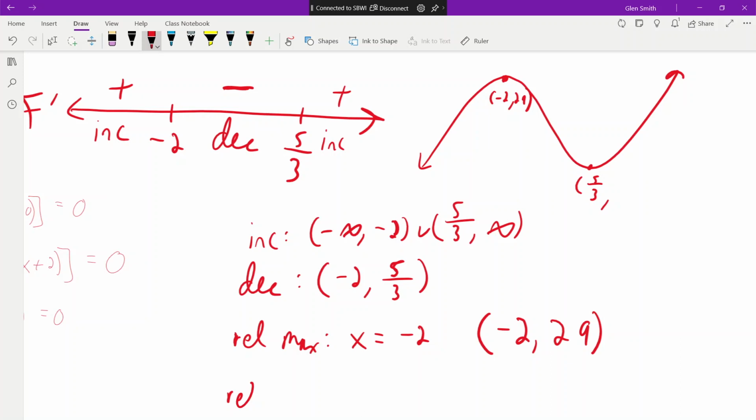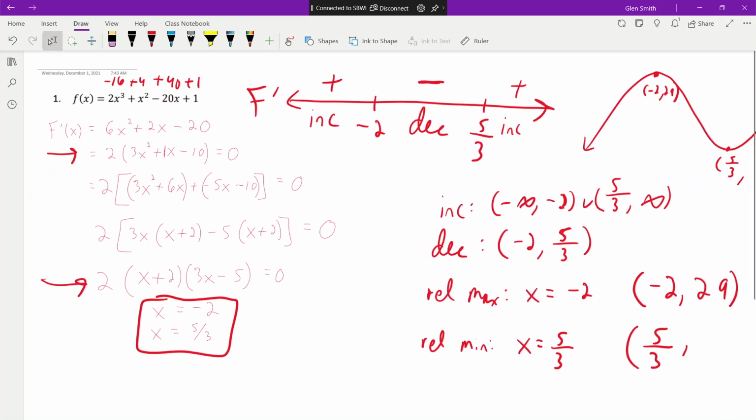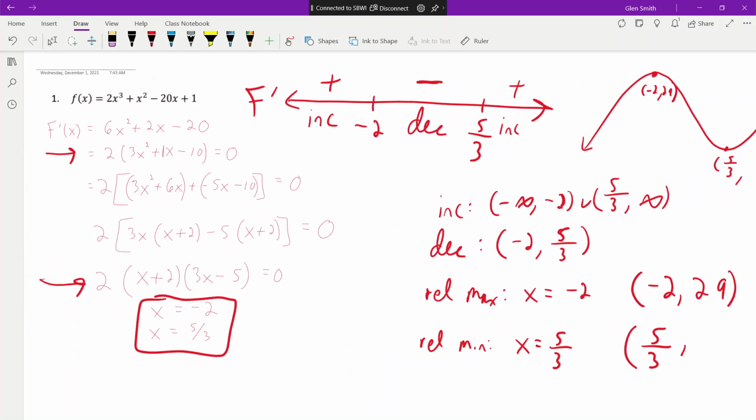The relative min happens when x is 5/3. But if they want the point, you just plug x into the original function to find y. And that's kind of a pain because you've got this 5/3. But if you cube that, you get 125 over 27 times 2.